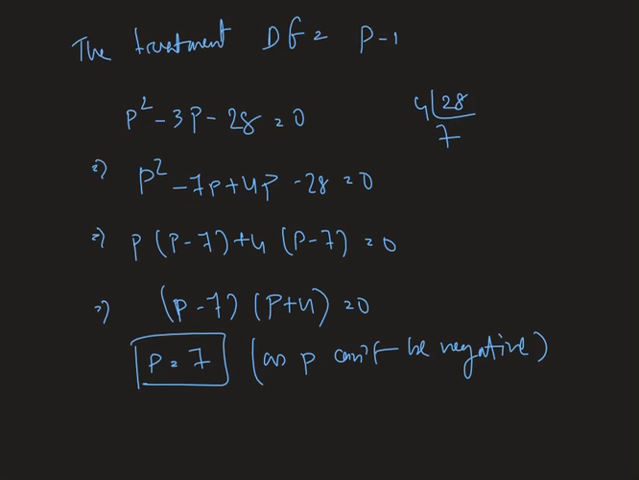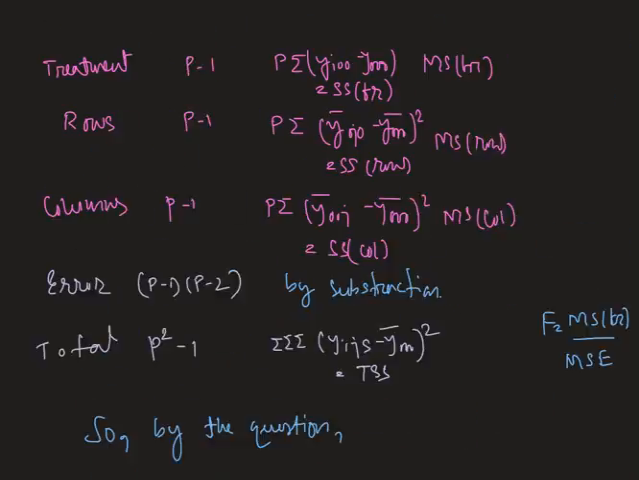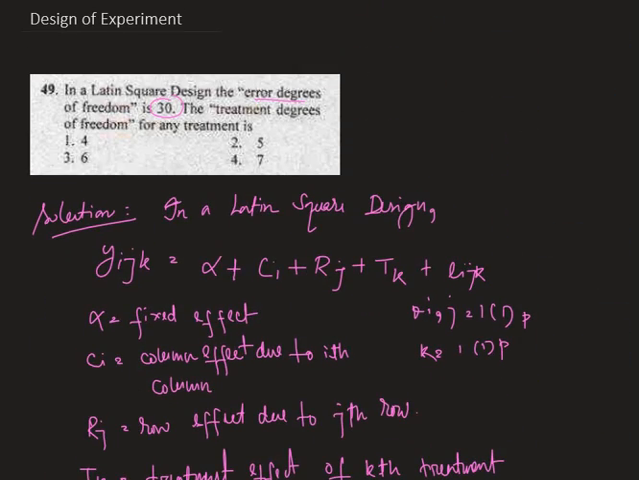Therefore the treatment degrees of freedom is 7 minus 1, that means 6. So option 3 is the correct answer.